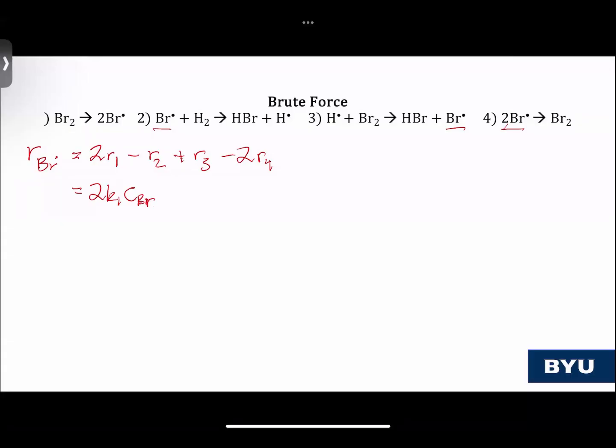All right, C bromine minus K2, C bromine, C hydrogen.